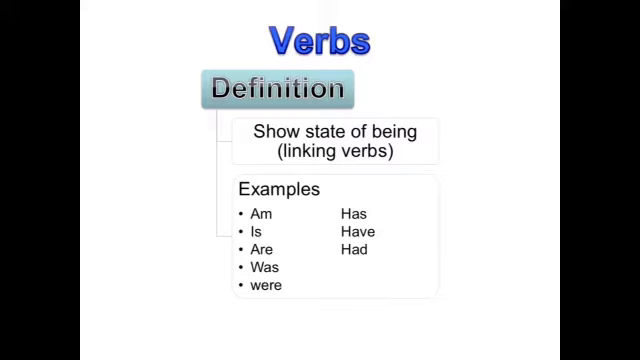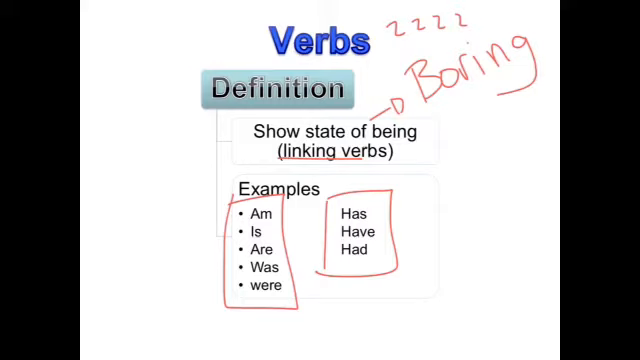I also will call these quite often boring verbs, because they don't really show action, so they're going to be kind of boring. So as long as you have the idea, the linking verbs are going to be the boring verbs, because they're going to make you go to sleep. You have am, is, are, was, were, has, have, had as examples. There's, once again, other examples besides those, but those are sort of the main ones you're going to need to have an idea of.